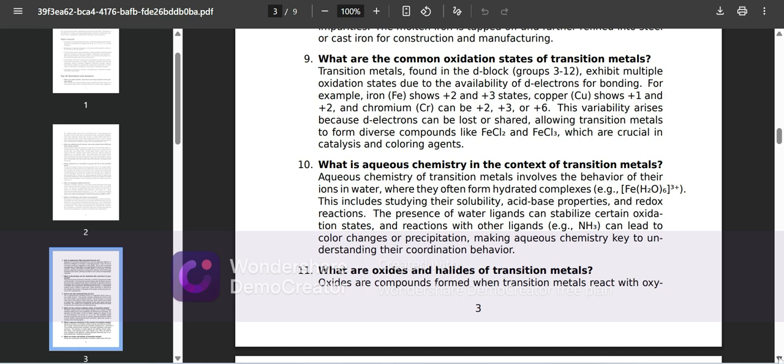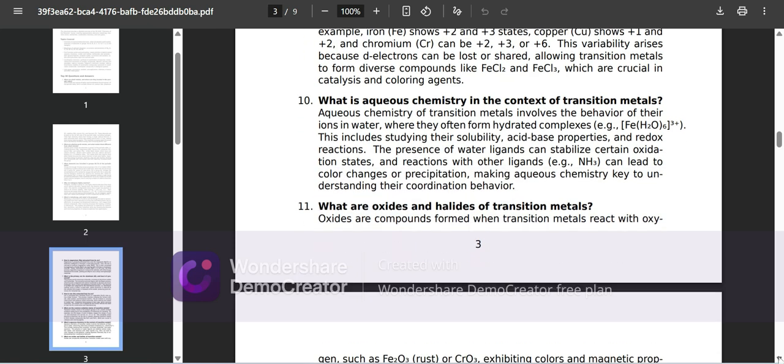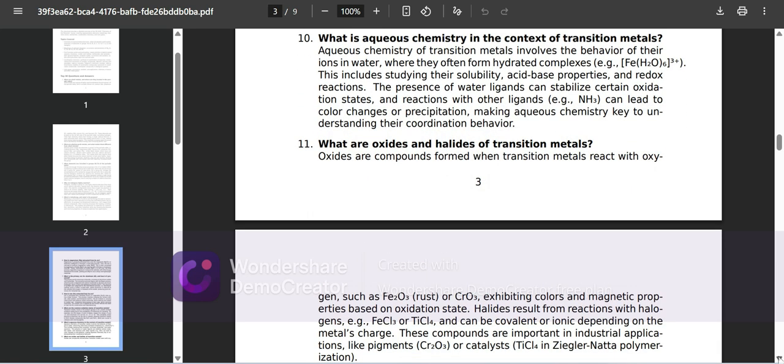This variability arises because d electrons can be lost or shared, allowing transition metals to form diverse compounds like iron chloride and FeCl3, which are crucial in catalysis and as chlorinating agents.